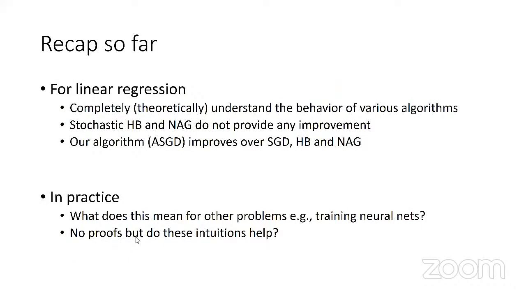Okay. To summarize so far, we have seen that for linear regression, we have completely theoretically understood the behavior of various algorithms, including SGD, stochastic versions of heavy ball, and Nesterov's accelerated gradient. We also designed a new algorithm which improves over all of these algorithms. And the question is, in practice, beyond linear regression, what happens?